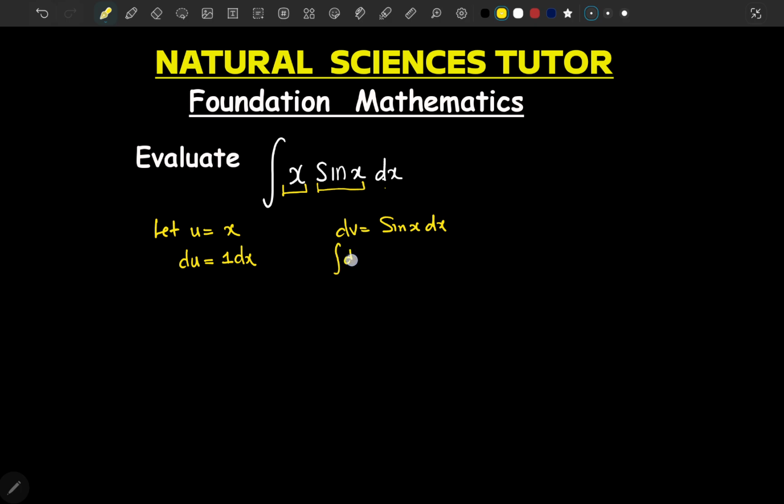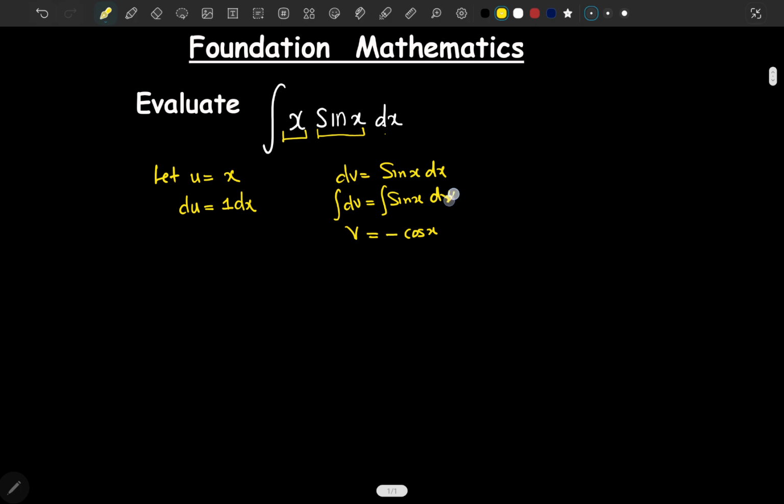So if you integrate this, you get v. What is the integral of sine x? It's negative cos x. All right, so this is your v. Is it making sense?